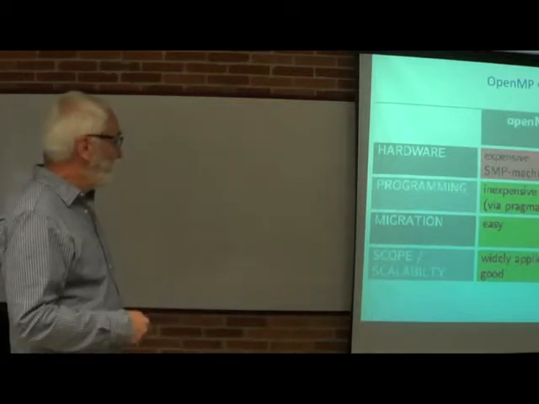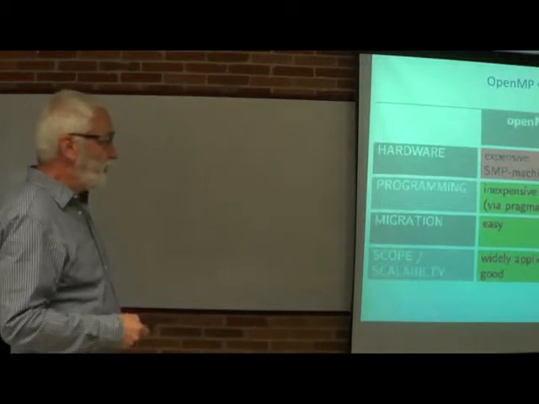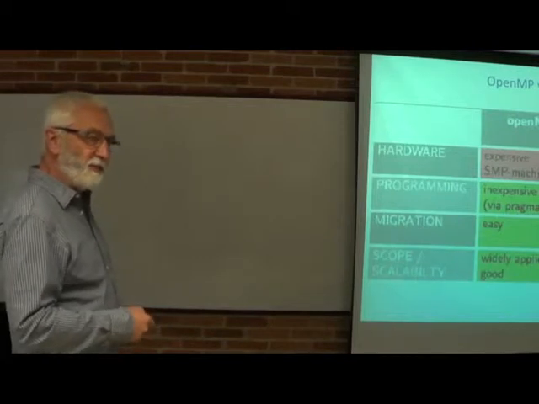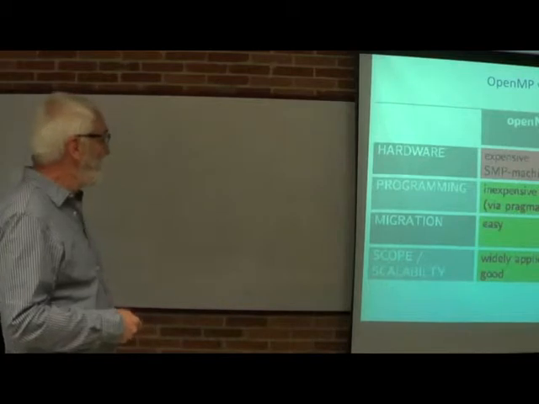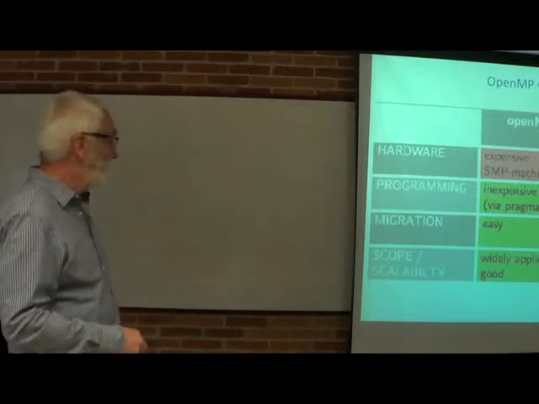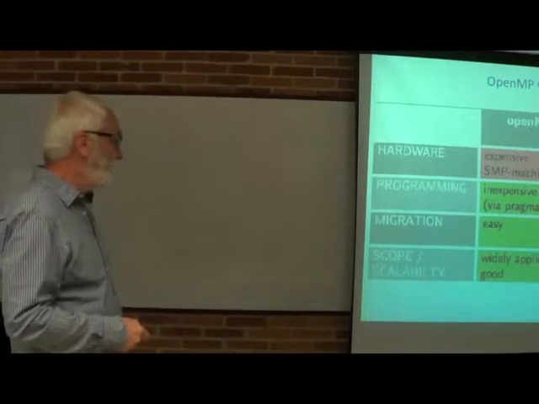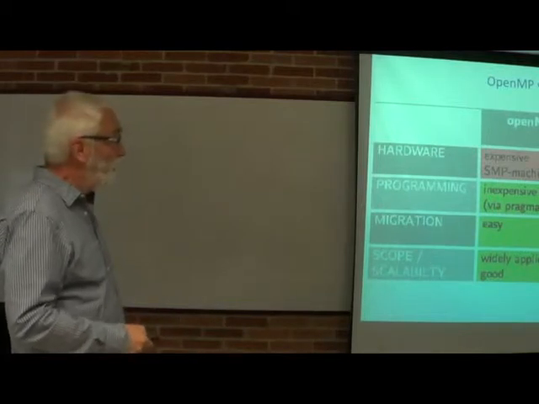So the migration is easy with OpenMP because you have only to add a few lines. With MPI it is more difficult because in the best case you start from scratch. We did not start from scratch, and we were running into problems for a few years. I will explain it later. This is widely applicable, and this depends a little bit on the problem you are looking at.